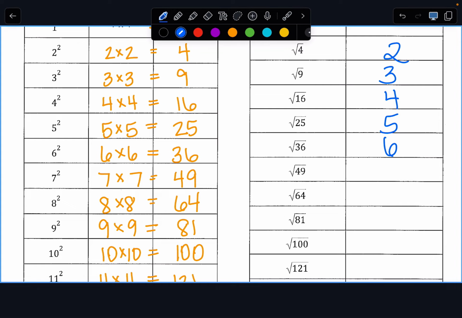I'm going to be annoying. I know. It's for your benefit. Not yet. We'll fill this out. Okay, 7 squared is 49, so the square root of 49 is 7.